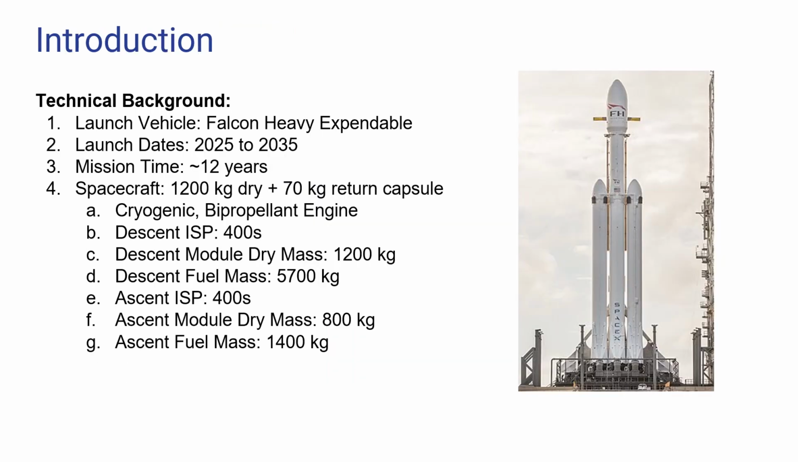In order to fulfill the requirements of this mission, we have selected the Falcon Heavy Expendable because it allows us to carry more mass as a result of our calculated C3 value. The viable launch date will be between 2025 to 2035, and we are estimating that the mission will take approximately 12 years. The spacecraft will be powered by a bipropellant engine with a listed ISP for the descent and ascent phase at Ceres. Our spacecraft will utilize a cryogenic rocket engine because it will provide us with the required ISP needed to safely land and ascend from Ceres.